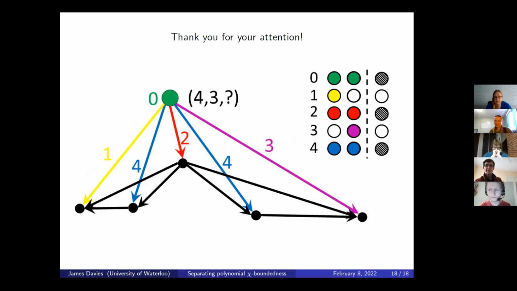I was wondering if you've tried making any intersection graphs with this property. Now that you know a class, have you sort of tried to realize it as an intersection graph somehow?